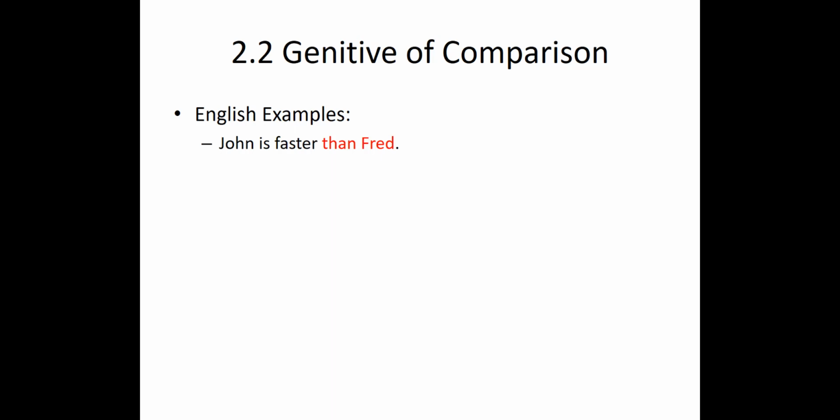John is faster than Fred. You can see why translating it John is faster of Fred wouldn't make sense in context. Nobody is wiser than God. Comparative adjective, then the genitive. Remember, a comparative adjective is the ER type of form, and then the EST the superlative. But here we're talking about a genitive of comparison. We've got a comparative adjective.